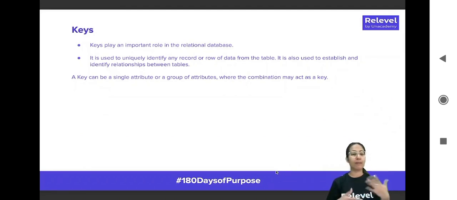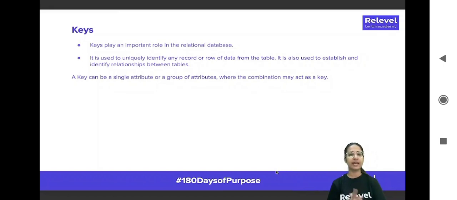A few things to quickly revisit: attributes are nothing but characteristics of an entity. When you have different entities, like we took the example of a school where the entities were class, student, teachers, subjects, if I want to relate the entity teacher with the entity subject, I will have to use keys. That is why it is used to establish and identify relationships between the tables.